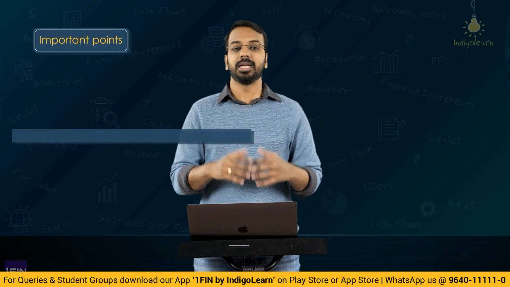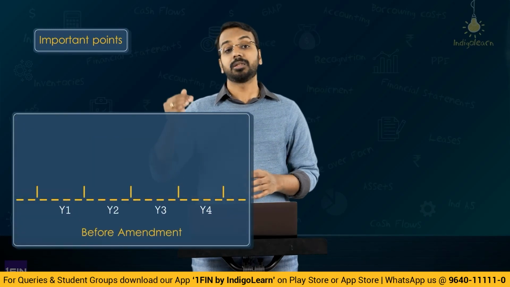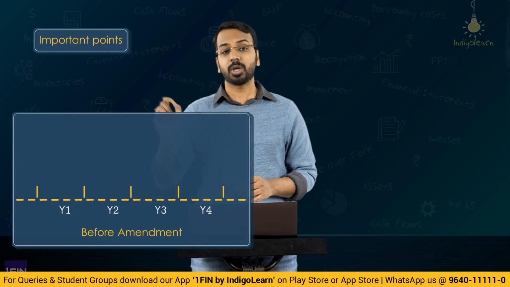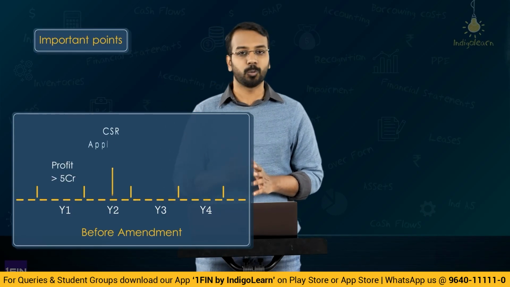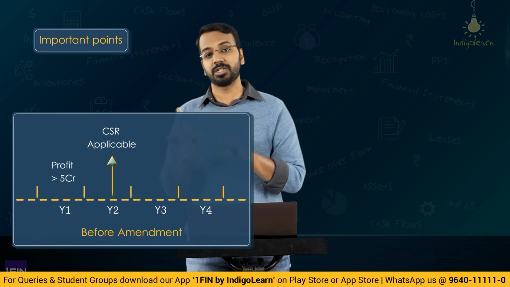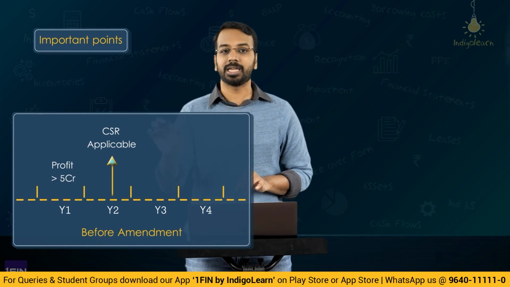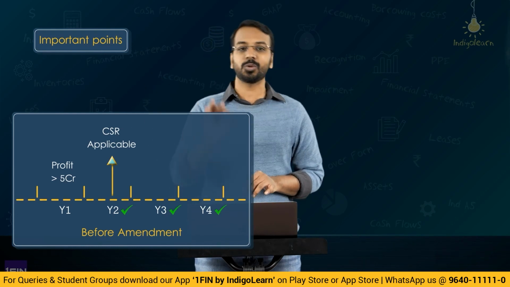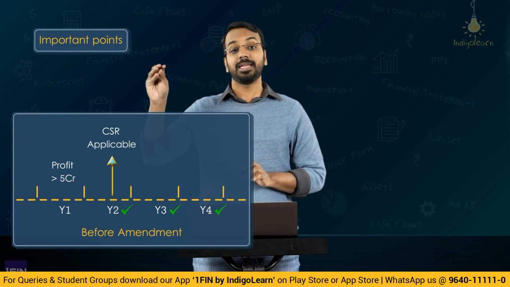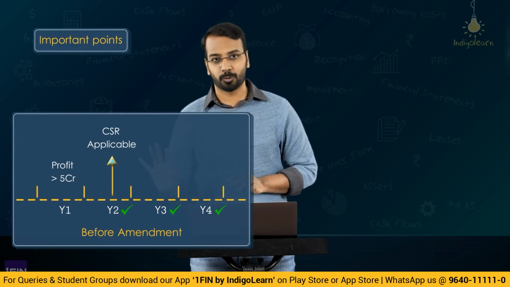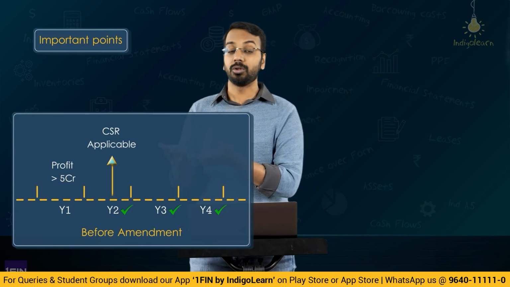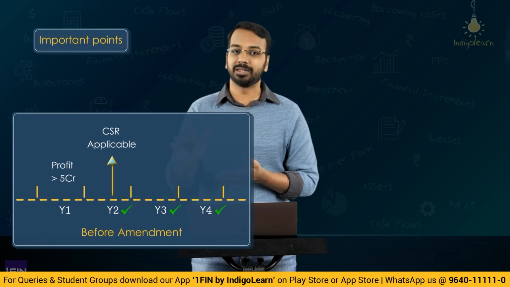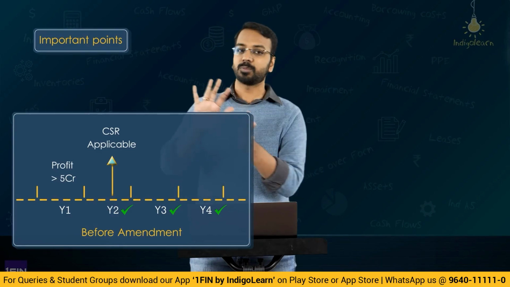Then another important amendment which you have to keep in mind is that, let us say for example in year 1 the net profit exceeded 5 crores, because of which the CSR provisions were made applicable in year 2. Earlier, the provisions were that if in year 2 it is applicable, then in year 3 and year 4 also it is applicable. So, year 1 the net profit was greater than 5 crores, because of which year 2 CSR became applicable. You have to spend in year 2, and not only in year 2, you have to spend in year 3 and year 4 also. That was before the amendment.